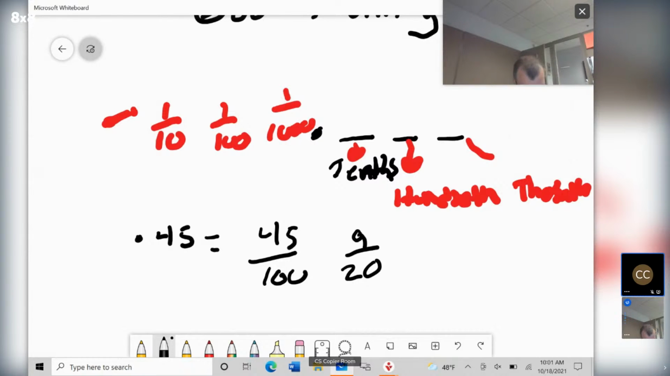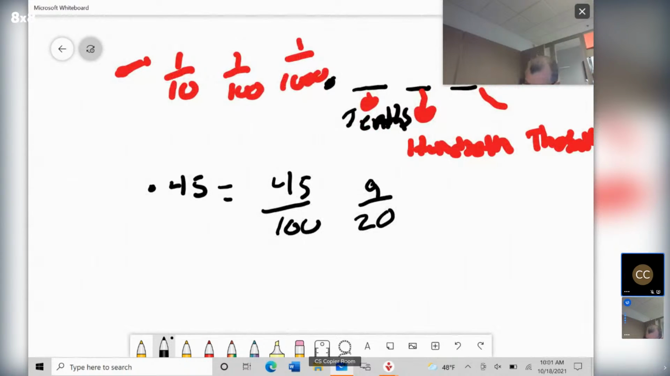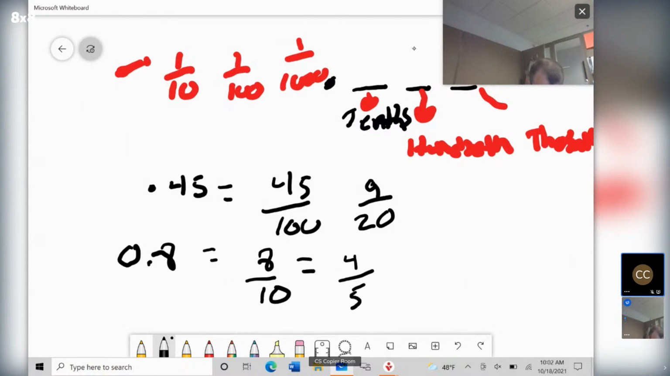Let's do one that just has a tenths place, so you kind of get the idea. If we just had, and I'm going to put a 0 in front of the decimal, you don't have to, 0.8. If you say it like that, 8 tenths, you're going to realize, oh, that 8 goes over 10. So this would be equal to 8 over 10. And then we have to realize we can reduce this. 2 goes into 8 4 times, and 2 goes into 10 5 times. So 8 tenths written as a fraction would be 4/5.